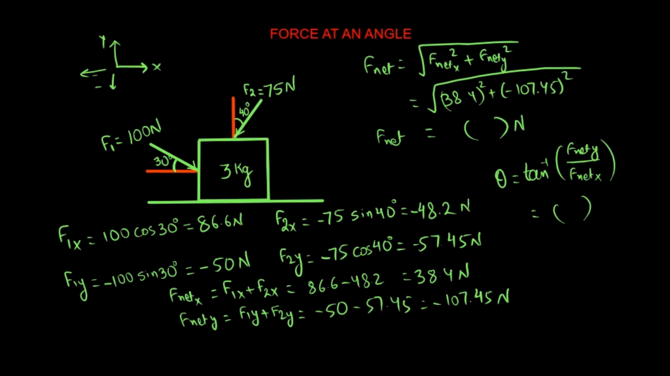Step 1. Find the x and y components of all the forces. Step 2. Add all the x components to find F net x. Step 3. Find F net y by adding all the y components of all the forces. Step 4. Find the net force using this formula. And step 5, to find the angle, use this formula. And that gives you the net force and the direction on the object.